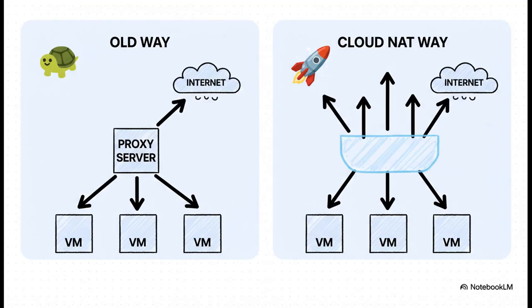See, the traditional way to do NAT was to set up your own fleet of virtual machines to act as proxy servers. You'd have to route all your traffic through them, which could create huge performance bottlenecks. And it was a nightmare to manage and scale. Cloud NAT just throws all that out the window. It's a software-defined service, so there are no intermediary proxies to worry about. It works directly with your VMs, which makes the whole process way more efficient.